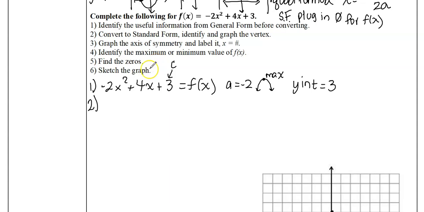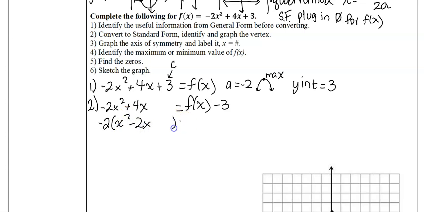This is what we learned to do yesterday. So we'll take negative 2x squared plus 4x, and we are going to subtract the 3, move the constant to the other side. So that will be f of x minus 3. Just get that out of the way. All right, next step is to factor out the a term. So we're going to factor a negative 2 out of negative 2x squared plus 4x. So that'll leave us with x squared minus 2x equals f of x minus 3.